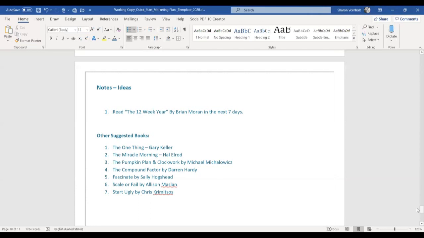Another author that I really like is Michael Michalowicz. He wrote The Pumpkin Plan. I just read a book called Clockwork, which I really like. So the premise of Clockwork is to build a business that will run by itself. I mean, who doesn't want that? He also wrote Profit First, which I need to put in there. I know he's working on another book at this time.